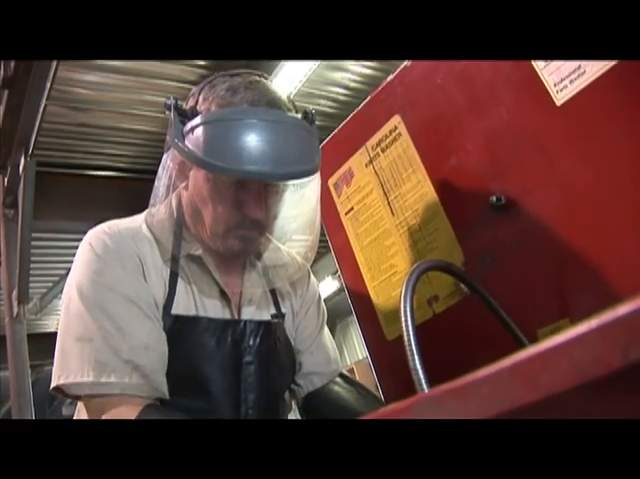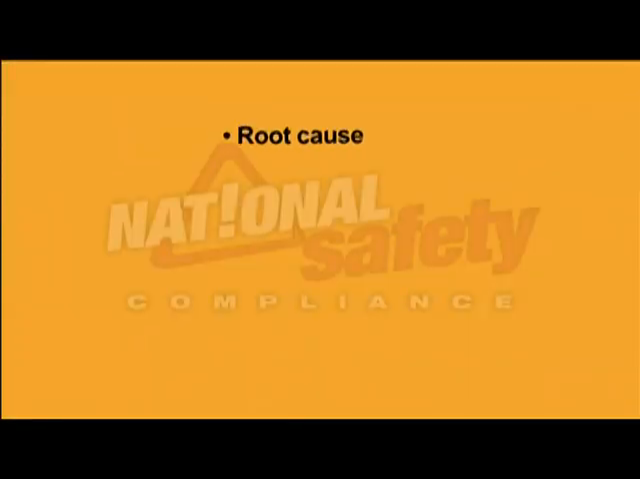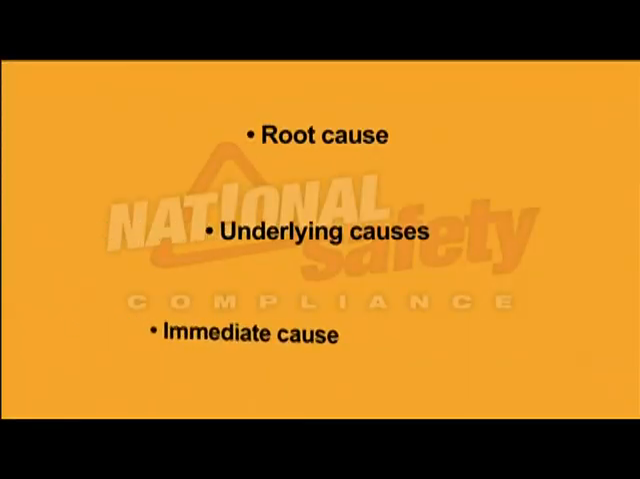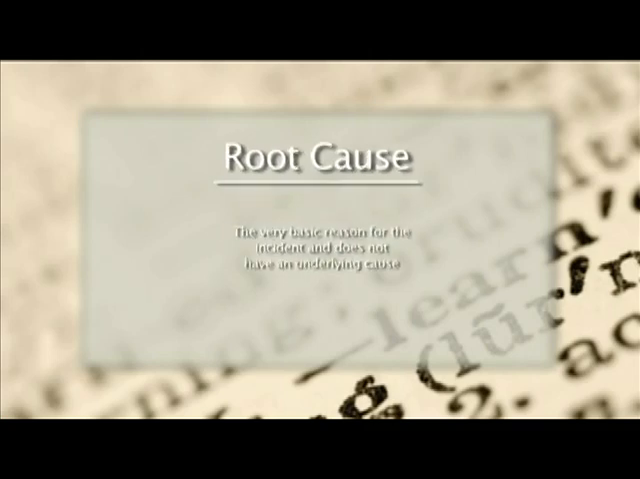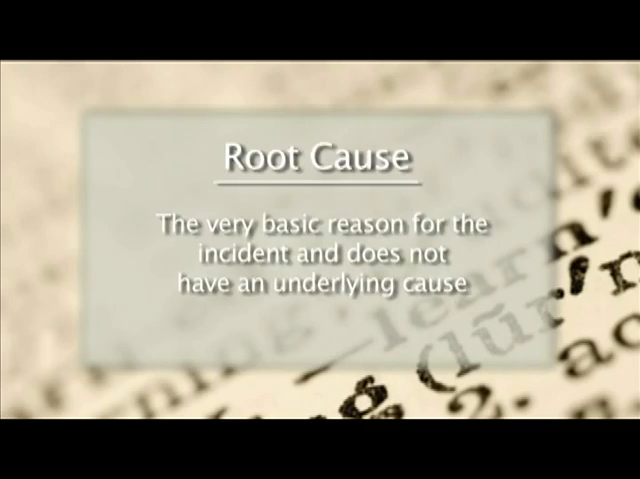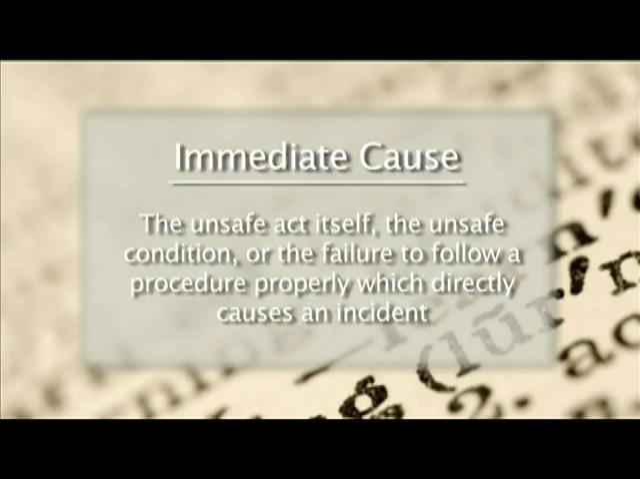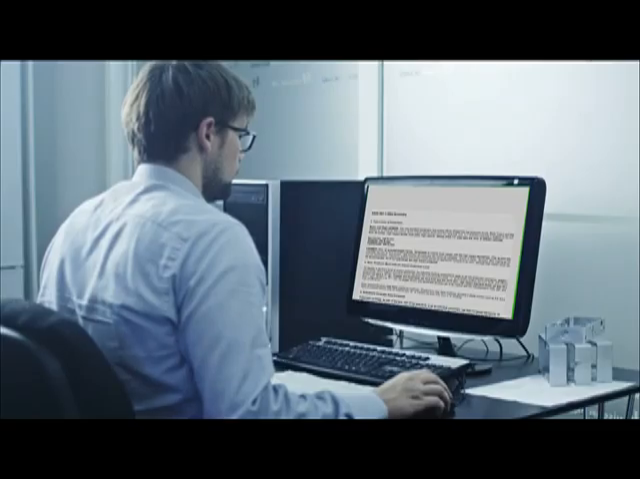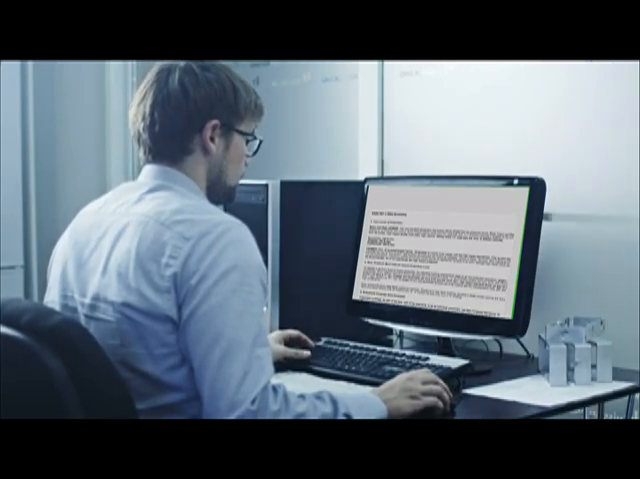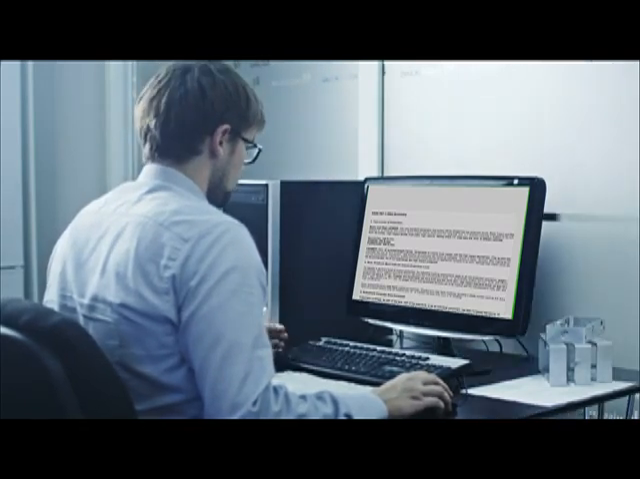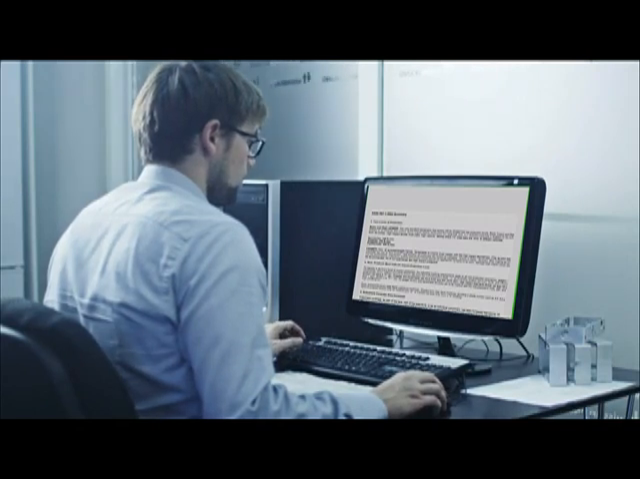Incidents have three basic contributing factors: the root cause, underlying causes, and the immediate cause. The root cause is the very basic reason for the incident and does not have an underlying cause. Underlying causes are all the steps between the immediate cause and the root cause. The immediate cause is the unsafe act itself, the unsafe condition, or the failure to follow a procedure properly, which directly causes an incident. It is important to focus on finding and knowing the root cause of an incident. This process is known as root cause analysis.